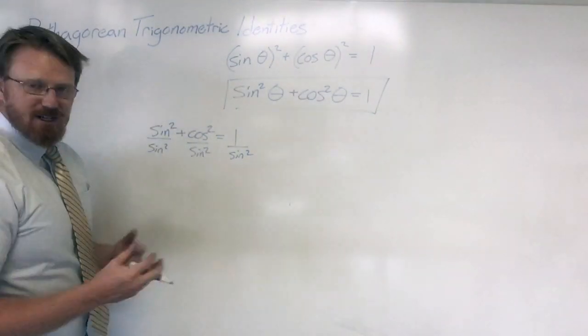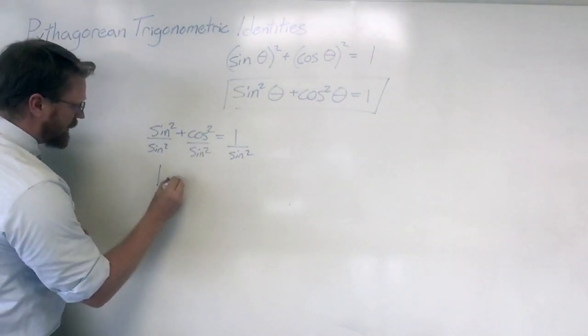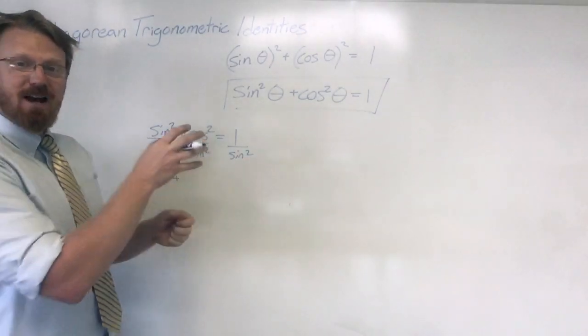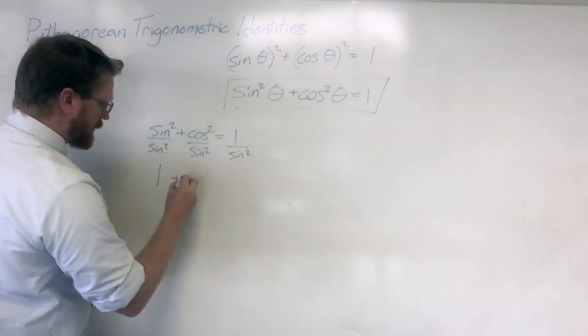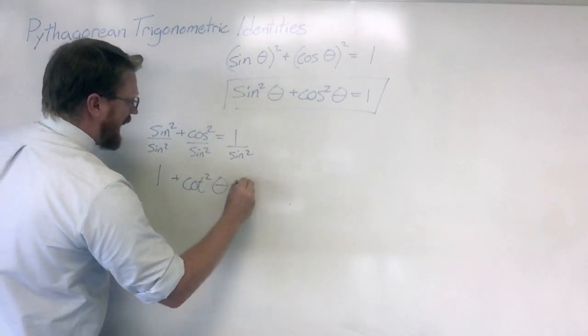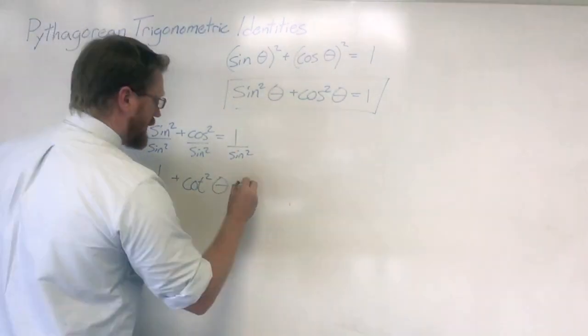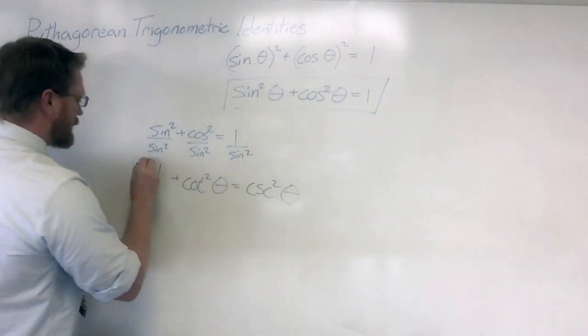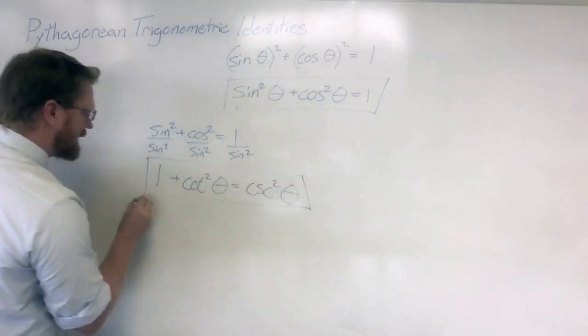So sine squared over sine squared, that can just be 1. Cosine squared over sine squared is the reciprocal of that tangent ratio, and the reciprocal of tangent would be cotangent squared. And 1 over sine squared is nothing more than cosecant squared. So here is the second identity you'll see in this world.